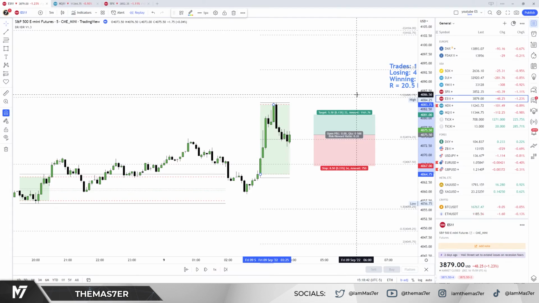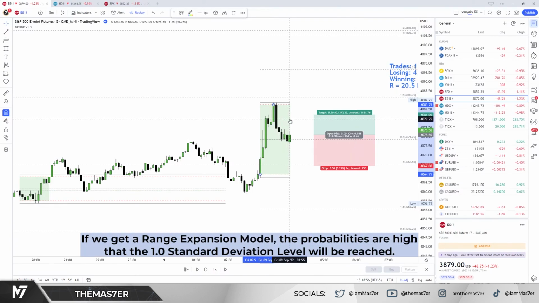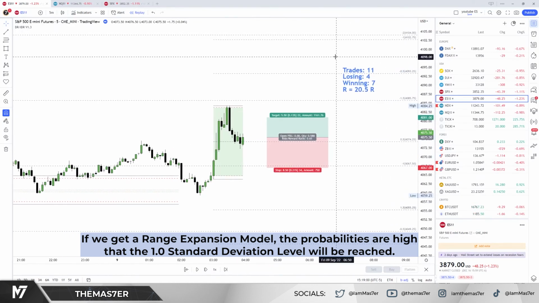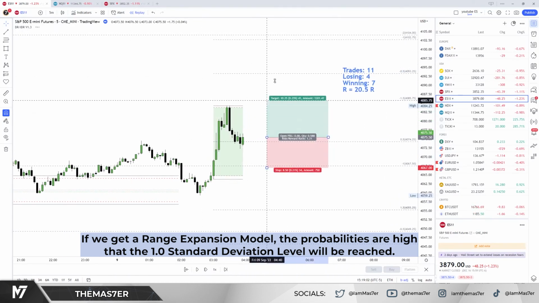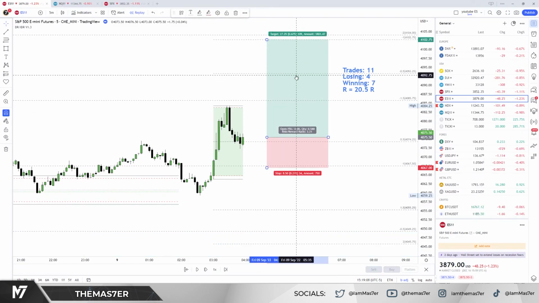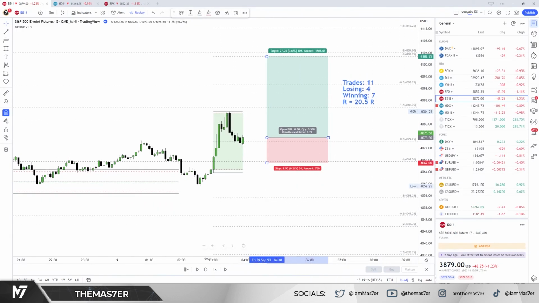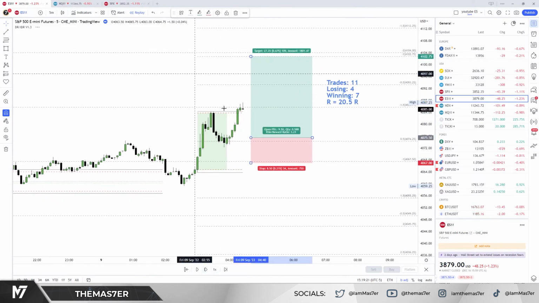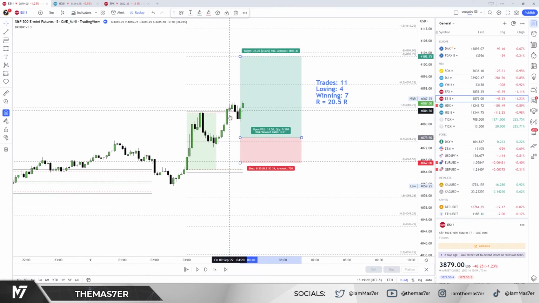So in a range expansion upside model, what is the standard deviation we are expecting? 0.5 or 1? We are expecting 1 standard deviation. So it means we are looking for a target minimum 0.5 up to 1 standard deviation. So we will take some profits over here. The rest of the position, we're going to target the 1 standard deviation. So let's see. Okay, confirmation long.